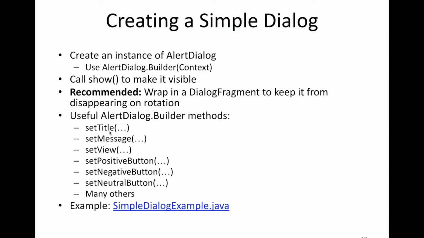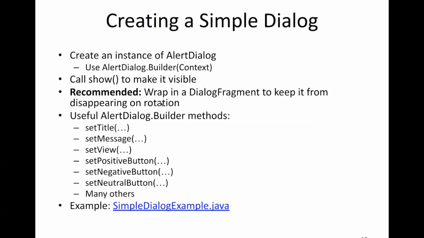That'll give it the title that you want at the top of the dialog, and the message gives it the body that you want. You can also call set view, and you could inflate a view and specify whatever view you want for your dialog, but normally we don't need that. For most of our dialogs, we're just wanting to display text, so you need just title and message for that. You can call set positive button, set negative button, and set neutral button, which will give you up to 3 buttons on your dialog. And there are many other methods that you can call, but these are the most common ones that you would need. I have an example of a simple dialog that we'll look at, but before that, I need to talk about one other thing.